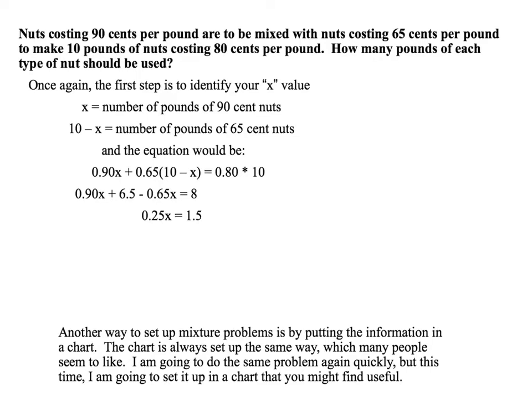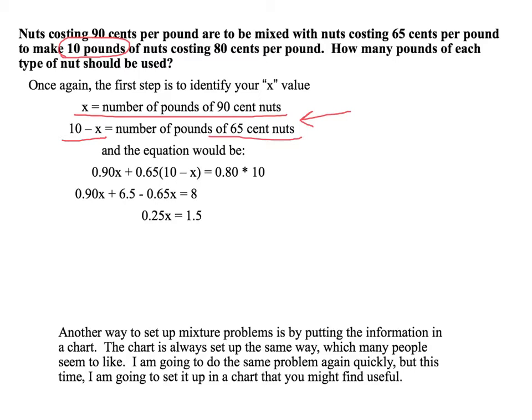Once again, the first step is to identify your X value. It says in the problem that I have some 90-cent nuts and some 65-cent nuts. So I'm going to let X equal the number of pounds of 90-cent nuts. Since I need a total of 10 pounds altogether when I mix the two together, that must mean that I would need 10 subtract X, or 10 subtract the number of pounds of 90-cent nuts, for my number of pounds of 65-cent nuts. I would say this is the most important step in mixture problems, is coming up with this second value.